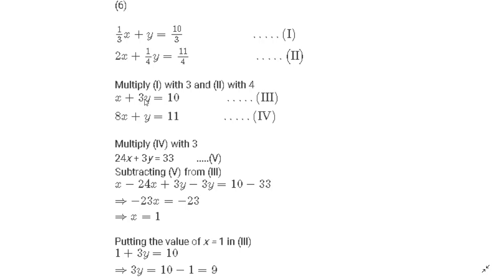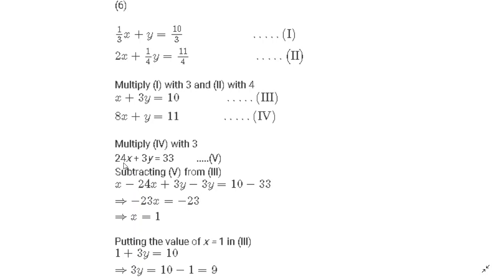Then multiply equation 4 with 3. Why are we multiplying? Now we can see we have x plus 3y and 8x plus y. We can get this y into 3y. So we will multiply this equation with 3, so that we can get the coefficient of y as 3, so that we can cancel them out by simple subtracting. Multiplying with 3, 24x plus 3y is equal to 11 into 3, 33. Now we will subtract it from equation number 3. Our equation number 5 will be subtracted from equation number 3. So x minus 24x is minus 23x.